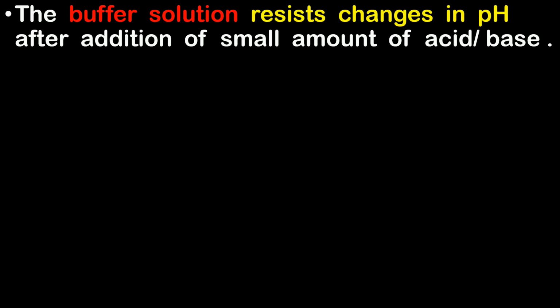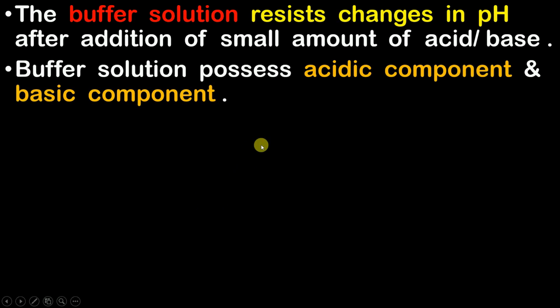Now you might be wondering, how is the buffer solution able to manage its pH value? Let's see that. The buffer solution possesses an acidic component and a basic component. So in every buffer solution, there is an acidic component and a basic component. Now let us understand what this acidic component is and what this basic component is.